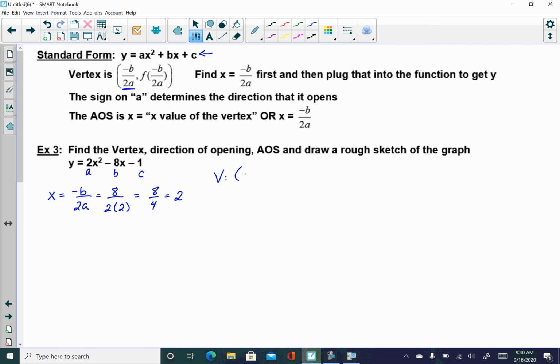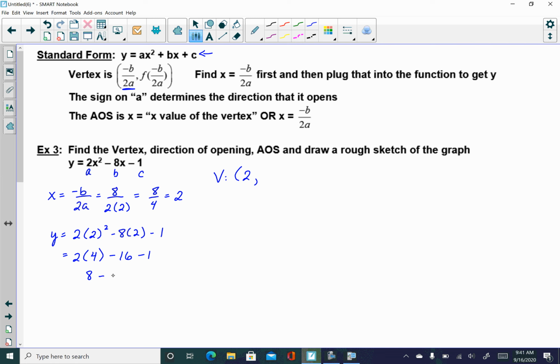My vertex has an x value of 2. Now to find the y value of my vertex, I go to my function, and everywhere I see an x, I plug in 2. So 2 squared minus 8 times 2 minus 1. 2 squared, of course, will give you 4. Negative 8 times 2 will be minus 16 minus 1.